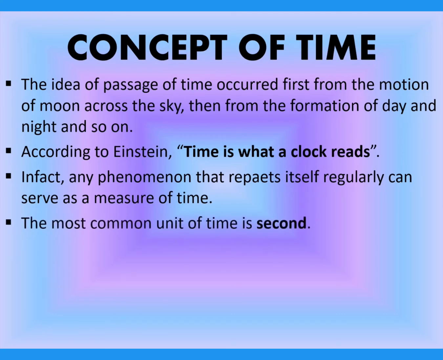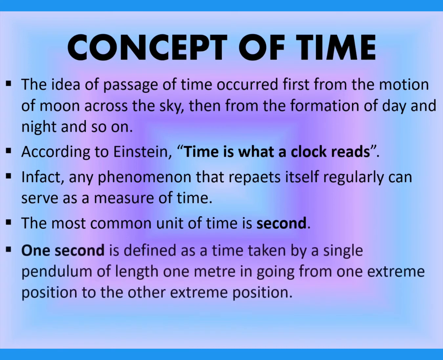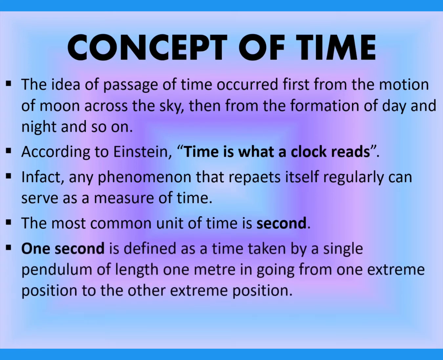The most common unit of time is second. Originally, 1 second is defined as the time taken by a simple pendulum of length 1 meter in going from one extreme position to the other extreme position. Later on, this definition was modified and 1 second represented 1 mean solar second.